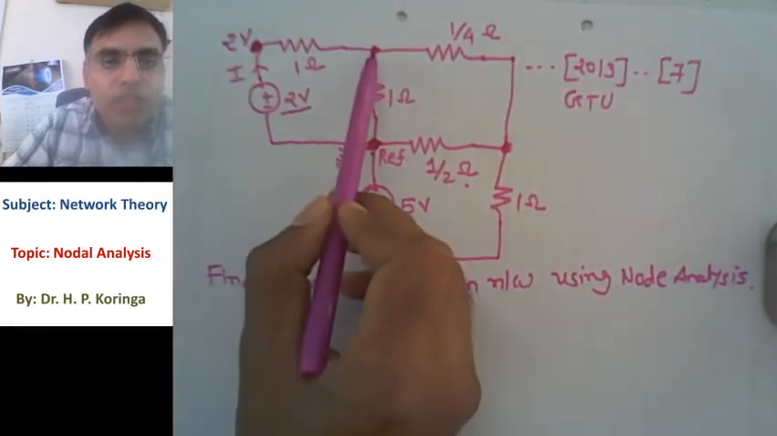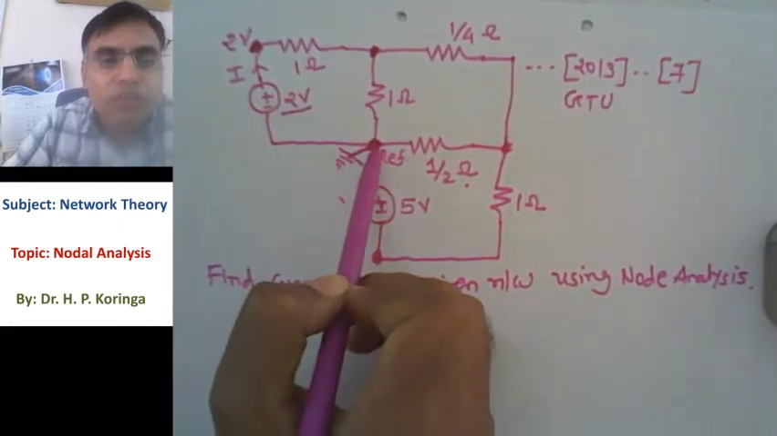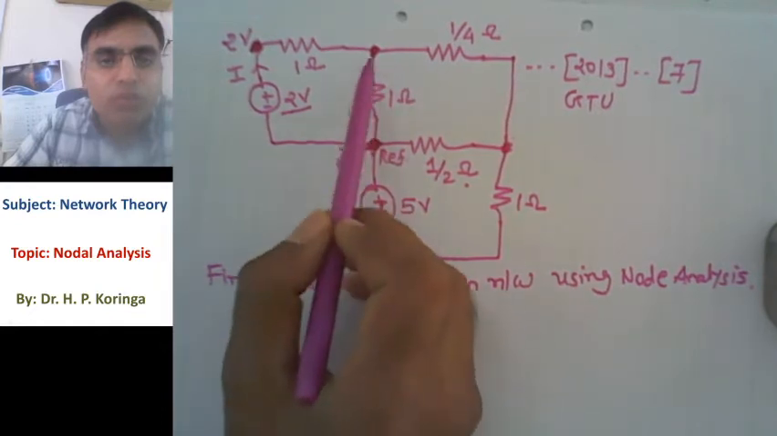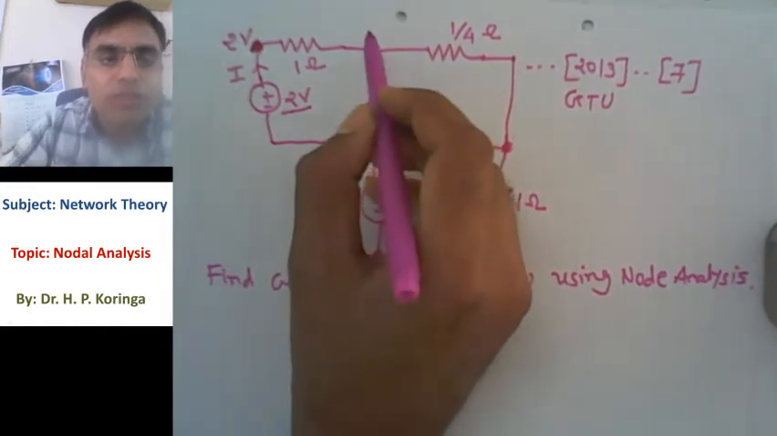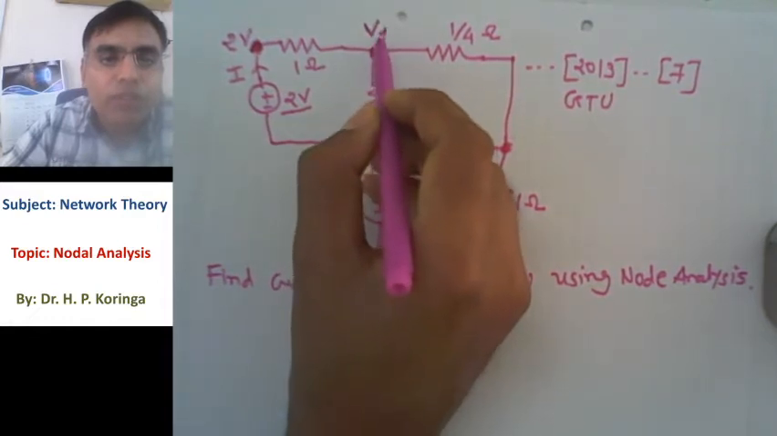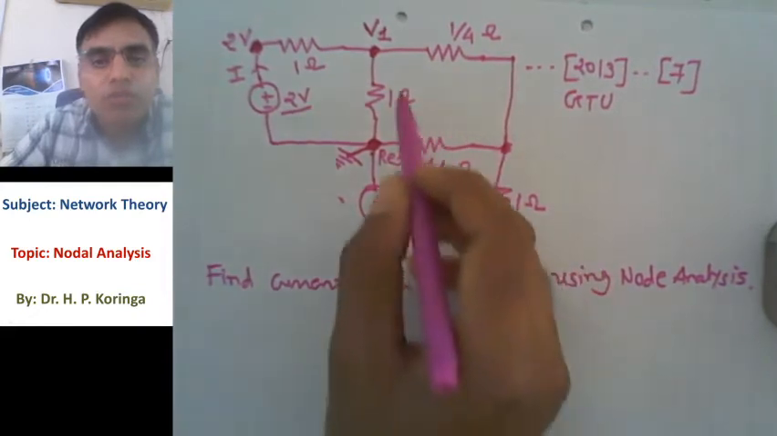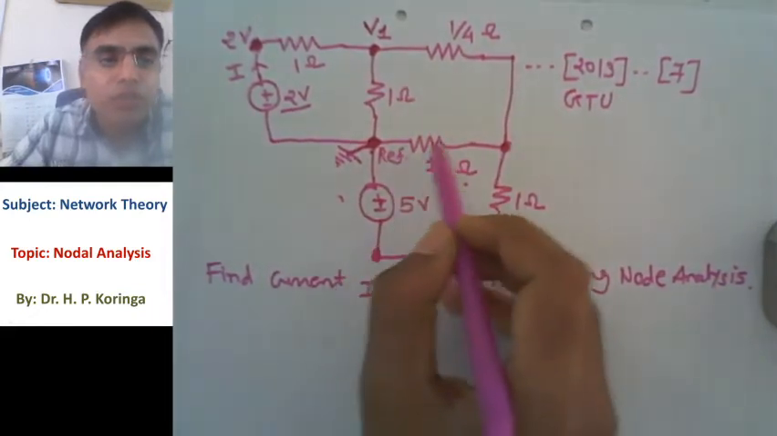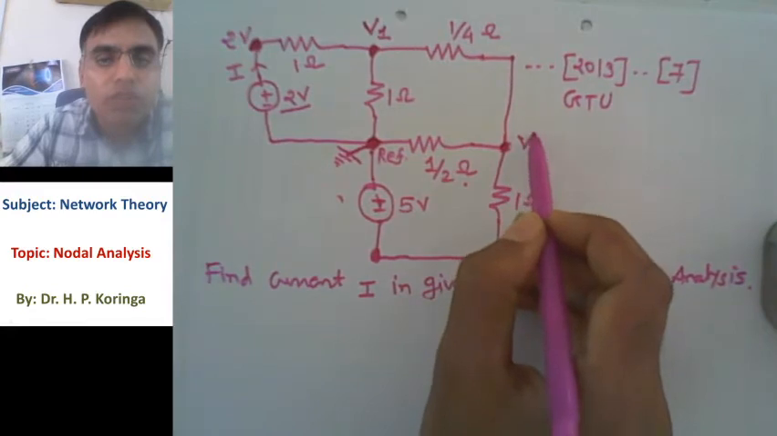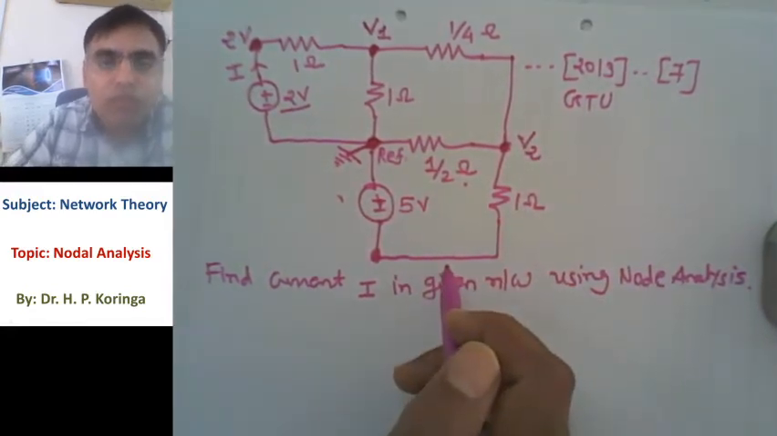Now let me see about this node. Is the potential directly given, or is it an unknown node? With respect to the reference node, there is no voltage source between these two nodes, so it is not a known node. It is an unknown node. Let me call it V1. Let's see about this node. Here also, between this node and the reference node, a voltage source is not given directly. So this is also an unknown node voltage. Let me call it V2.